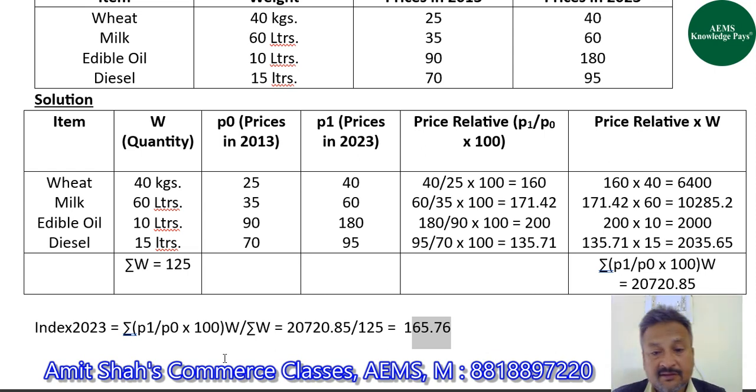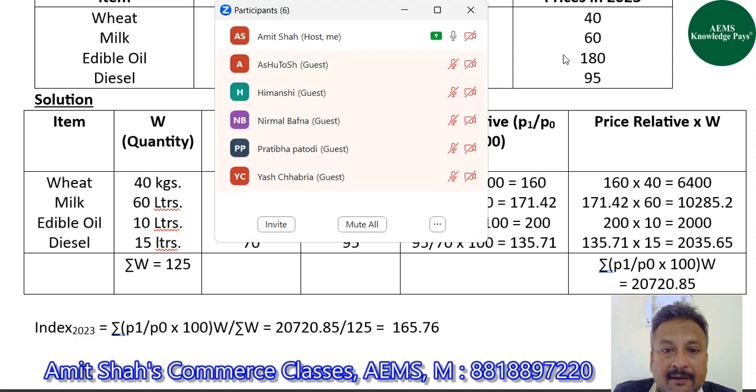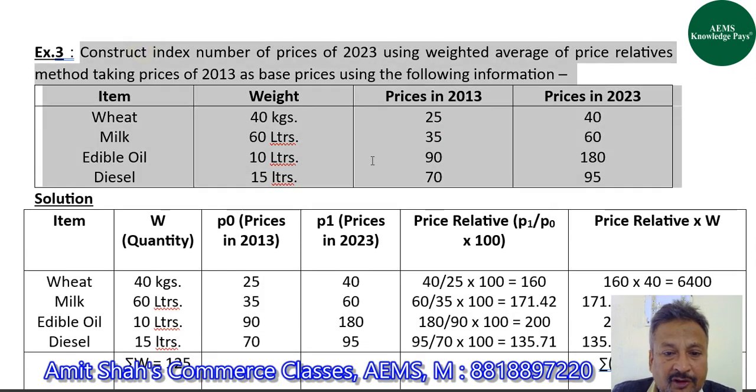Have you got this? Have you understood this, guys, all? How to use weighted average of price relatives? I'm asking, guys. Yes, sir. Yash, Aryan, Manvi, Himanshi, have you understood this? Yes, sir. Okay, then note down this, guys. I hope you all have noted down the question, right?